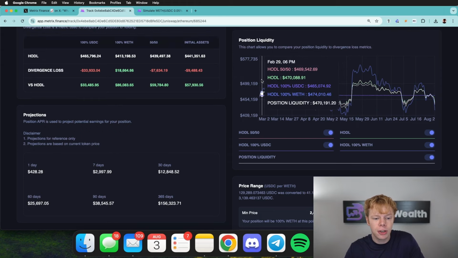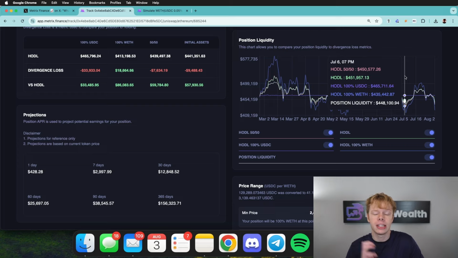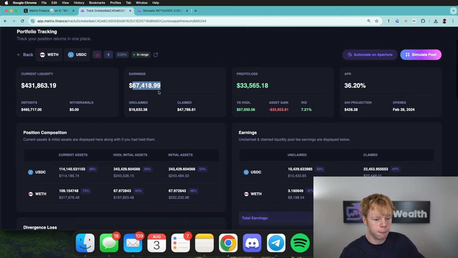But the good thing about this strategy is as long as the price chops up, chops down, chops up, chops down, and is in range, they are continuously earning fees. Whenever the price does start to go up and they do start to incur a lot of divergence loss, they would have built up all these different fees, the $67,000 in earnings, that they can use to outweigh their divergence loss.